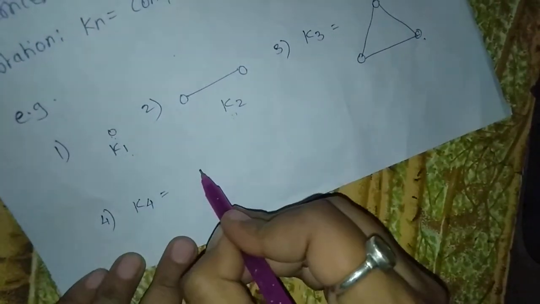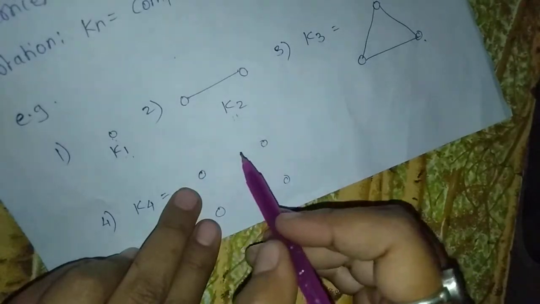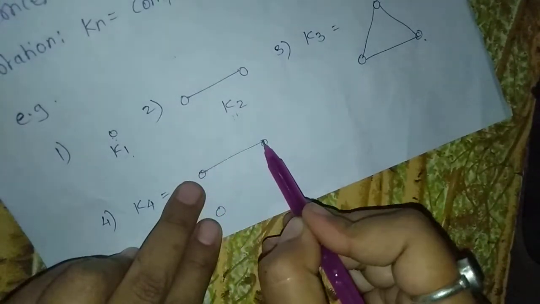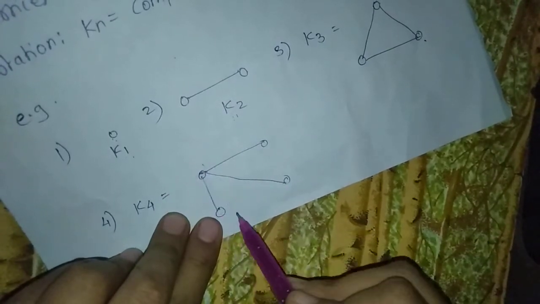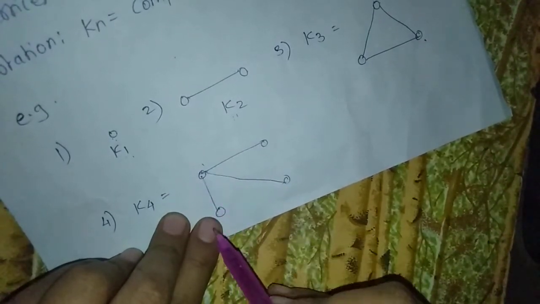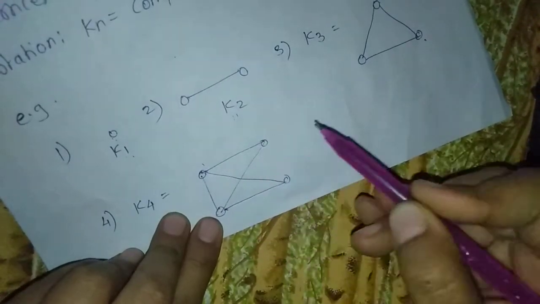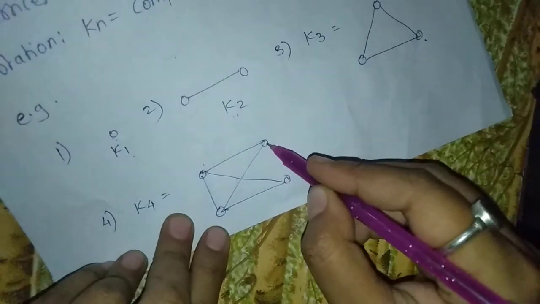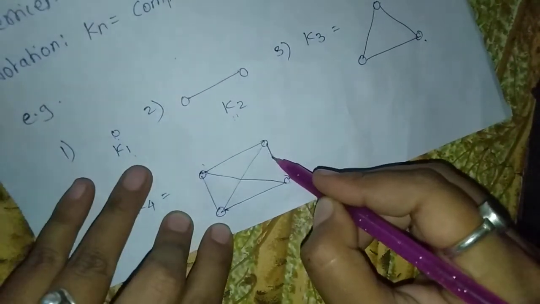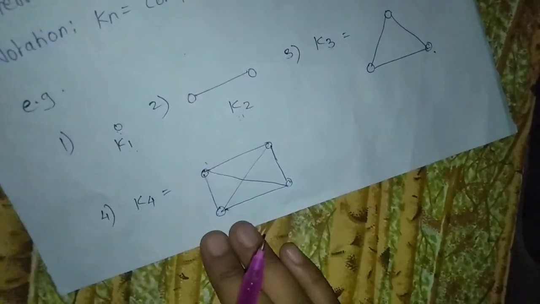For K4, put four vertices and give the edge between every pair of vertices. This is one pair, one pair, one pair. Also this one pair, the edge is already given. This is one pair, this is one pair. For this pair the edge is already given. So the remaining is this. So this is the complete graph on four vertices.